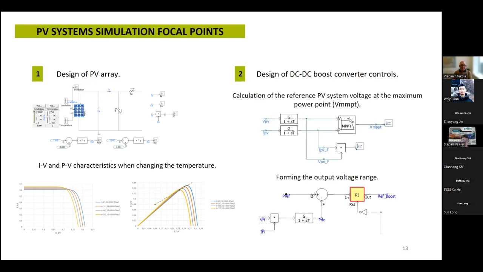The next step is the boost DC-DC converter that matches the output voltage of a solar power plant to the required voltage range. The transistor of the DC-DC boost converter is controlled by PWM to form the output voltage range. A PI regulator is used.